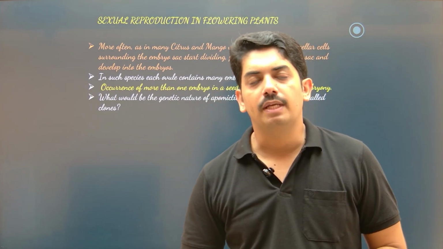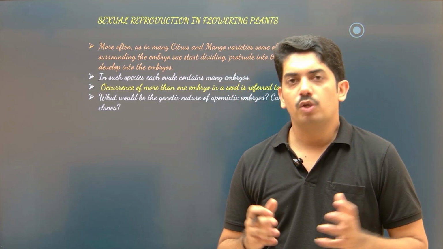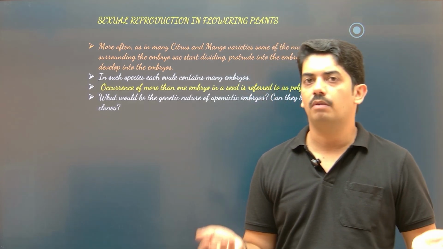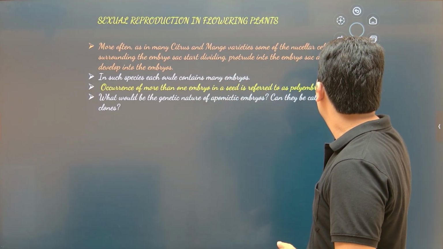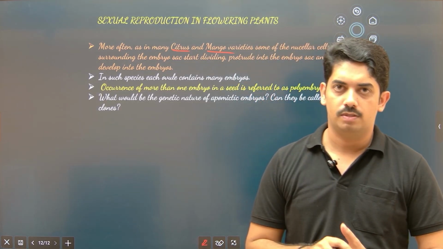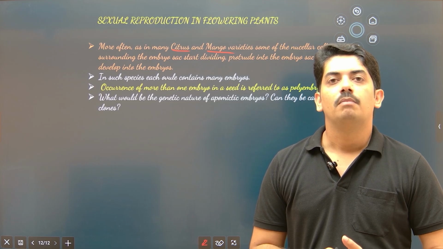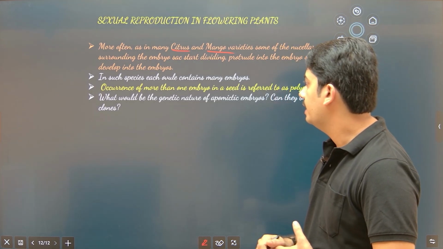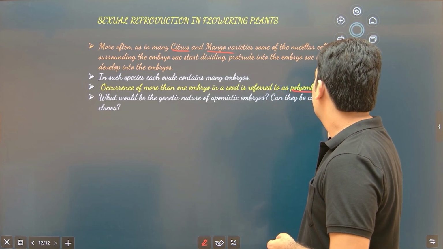What happens here actually, inside the ovule, one embryo sac will be there, one egg will be there. After fertilization, the zygote will be formed, and the zygote will develop into an embryo. But here in this case of citrus and mango, what happens? Nucellar cells also become embryos. Okay, that means from one seed you can observe multiple embryos. That condition is called polyembryony. And occurrence of more than one embryo in the seed is referred to as polyembryony.